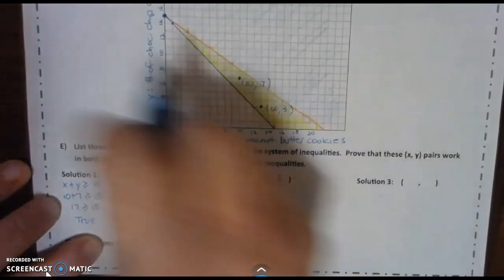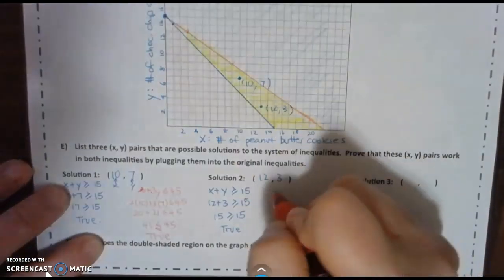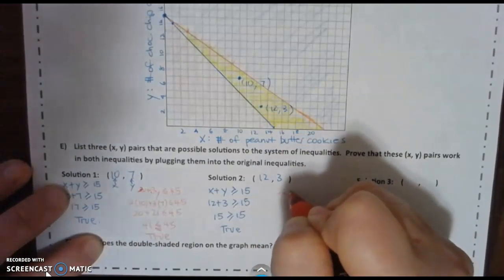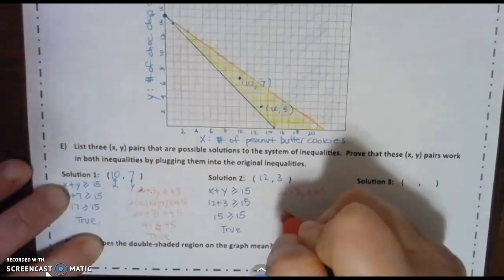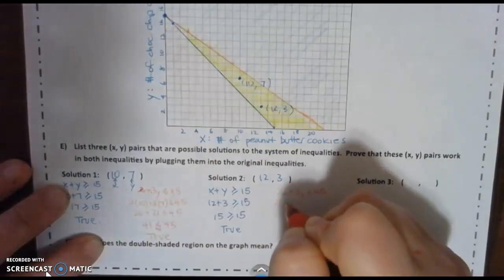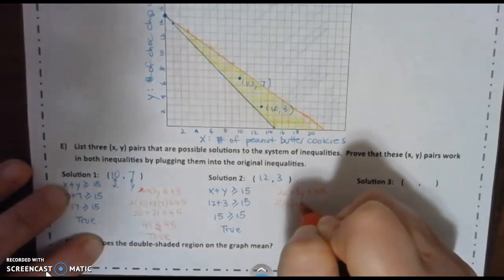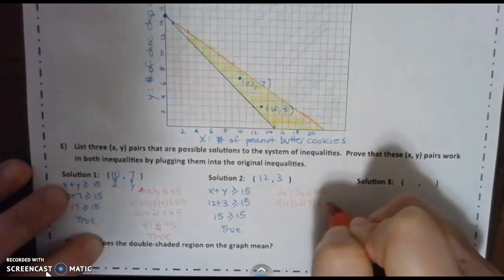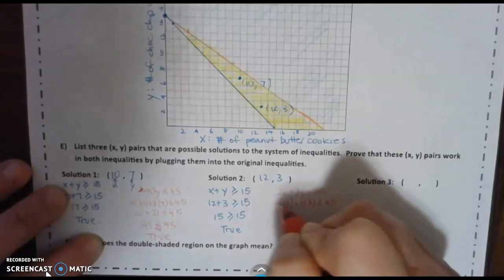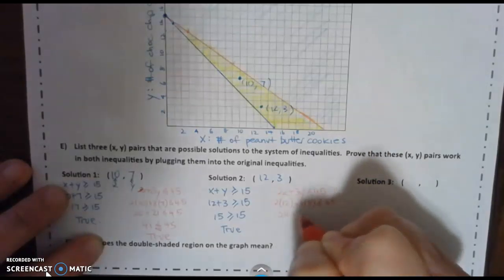Okay, all right, so then let's do the other inequality. The other inequality says 2x plus 3y is less than or equal to 45. So that's 2 times x, which is 12, plus 3 times y, which is 3, is less than or equal to 45. 2 times 12 is 24, plus 3 times 3.